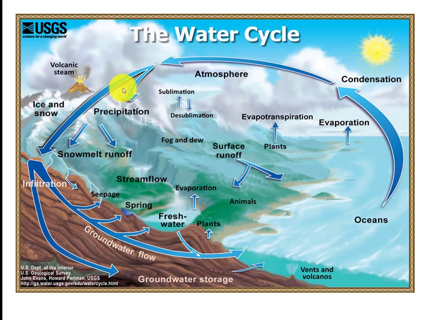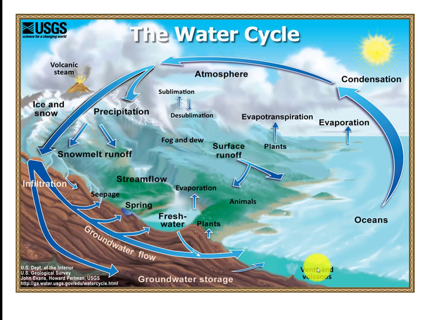When water is deposited on the land, either frozen or in liquid form, it is subject to snowmelt runoff, stream flow, surface runoff, and other types of processes that will bring the water either down into ground flow and ground storage, or eventually back down into the oceans, the portions that are not evaporated directly into the atmosphere.